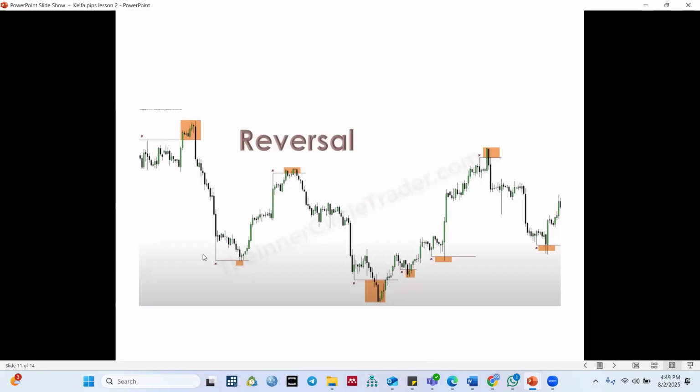The market does not move in a straight line. It goes up and it comes down. It goes up and it comes down.